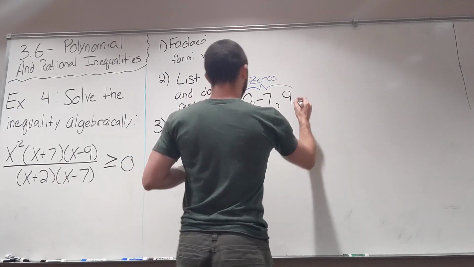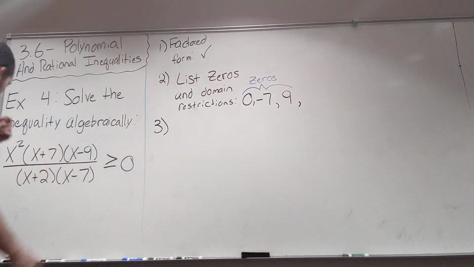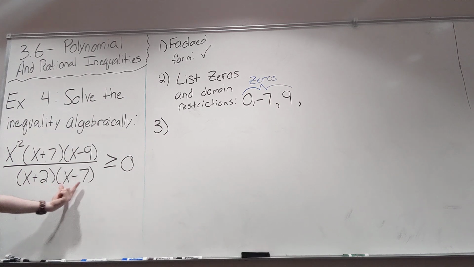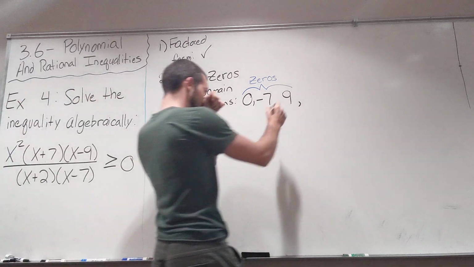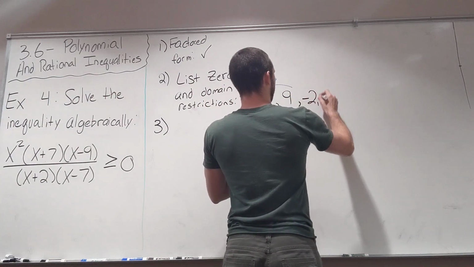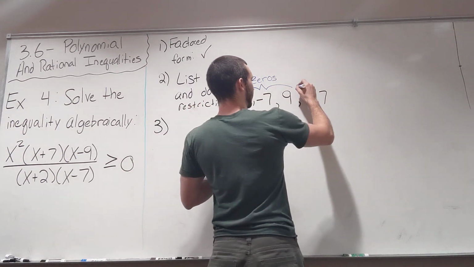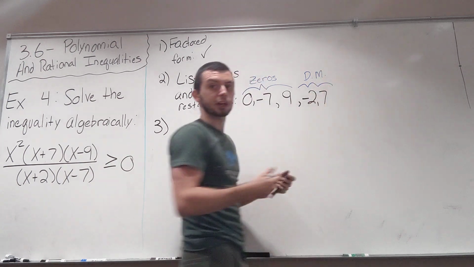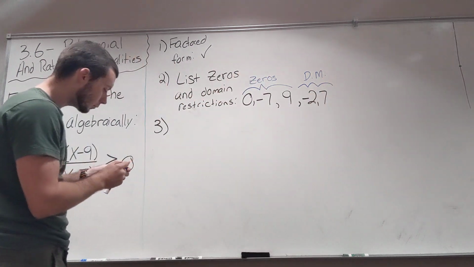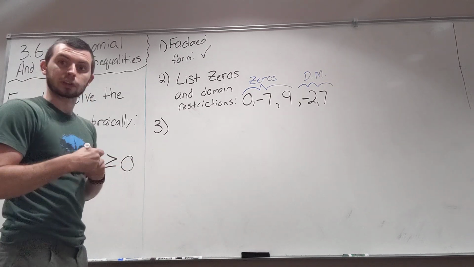And in addition to that, so that was the zeros, now we need the domain restrictions. The domain restrictions are the ones that come from the denominator. So we get -2 and +7. So -2 and +7. And those are the domain restrictions. And I'll just put DR, domain restrictions. And so we'll move on to part 3, which is, of course, the number line.